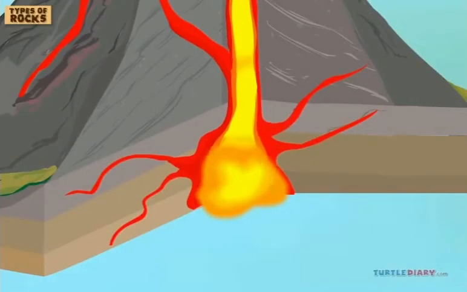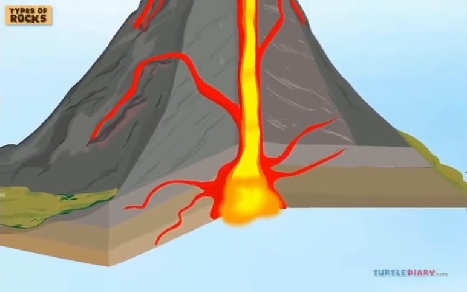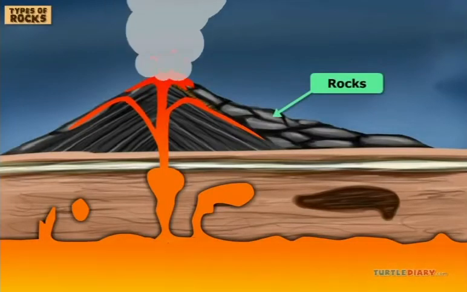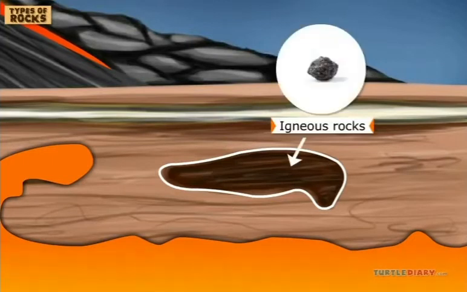Under the ground, there is hot, molten rock. This is called magma. When magma cools, it becomes rock. Magma comes up to the surface from volcanoes. It forms rocks above the surface. Magma can also cool under the surface. It makes rocks under the ground. The rocks that are formed from magma are called igneous rocks.